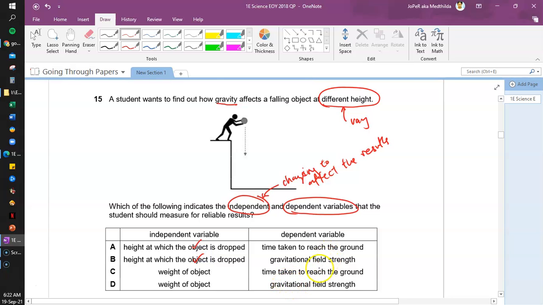Now, because it is difficult to measure the gravitational field strength, because you need to calculate in order to get it, there's no instrument that you can use to measure it, at least in your syllabus you don't have. So therefore, these two are out. Hence, the only possible answer left is A. So you are changing the height that we are dropping, and by measuring the time it takes to reach the ground, you will be able to find out how gravity affects a falling object.